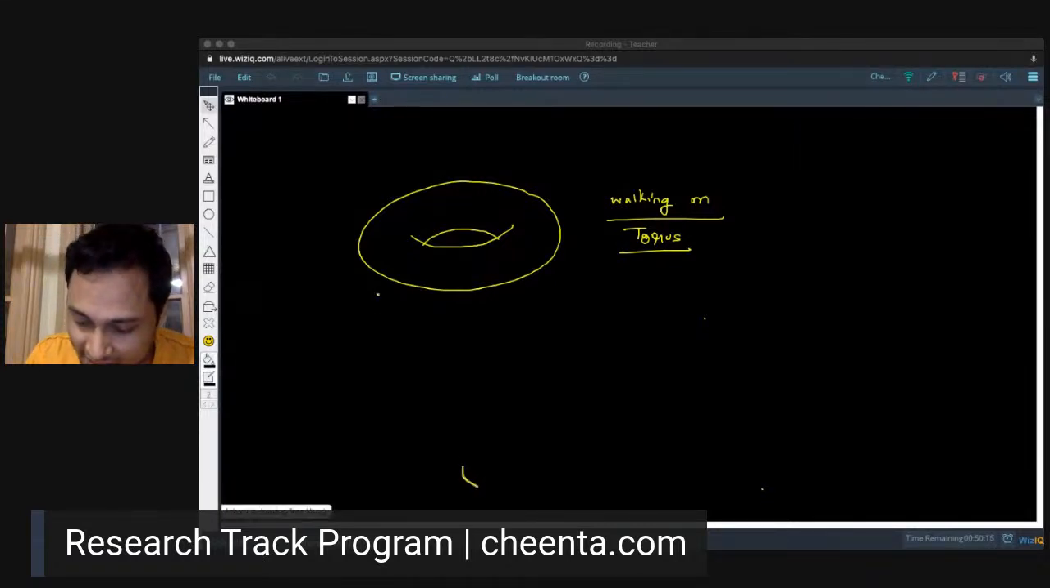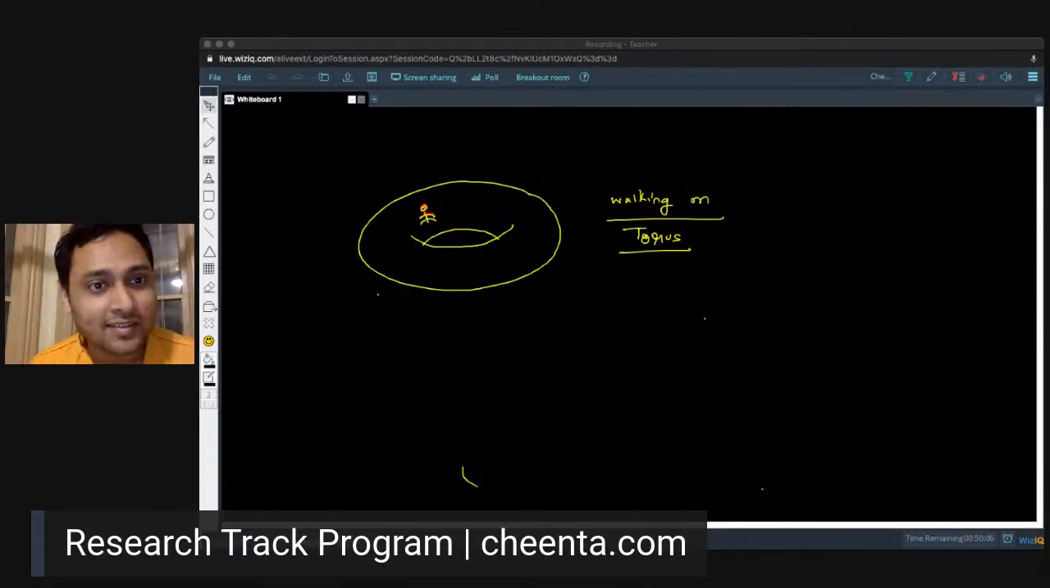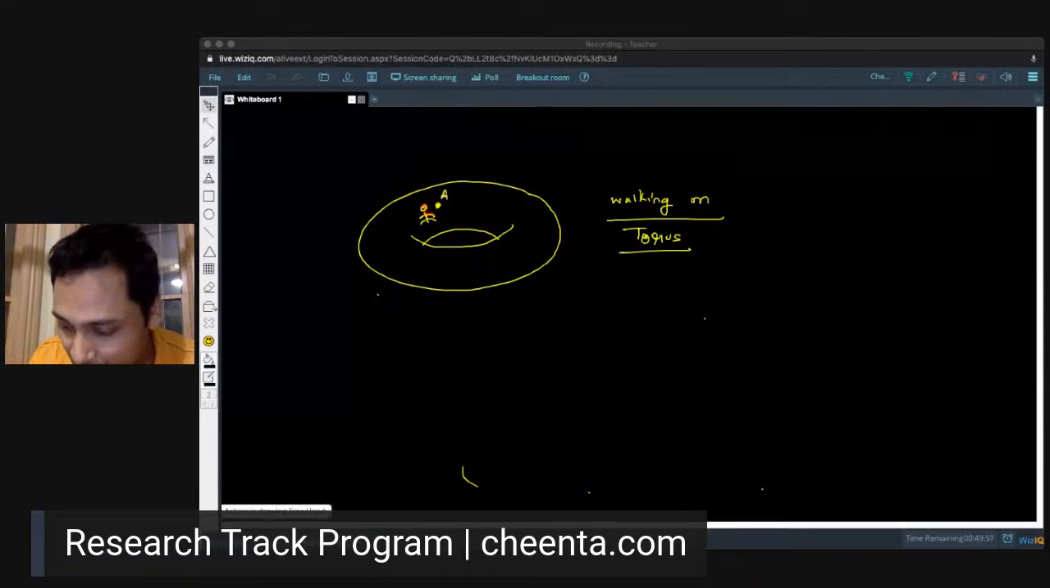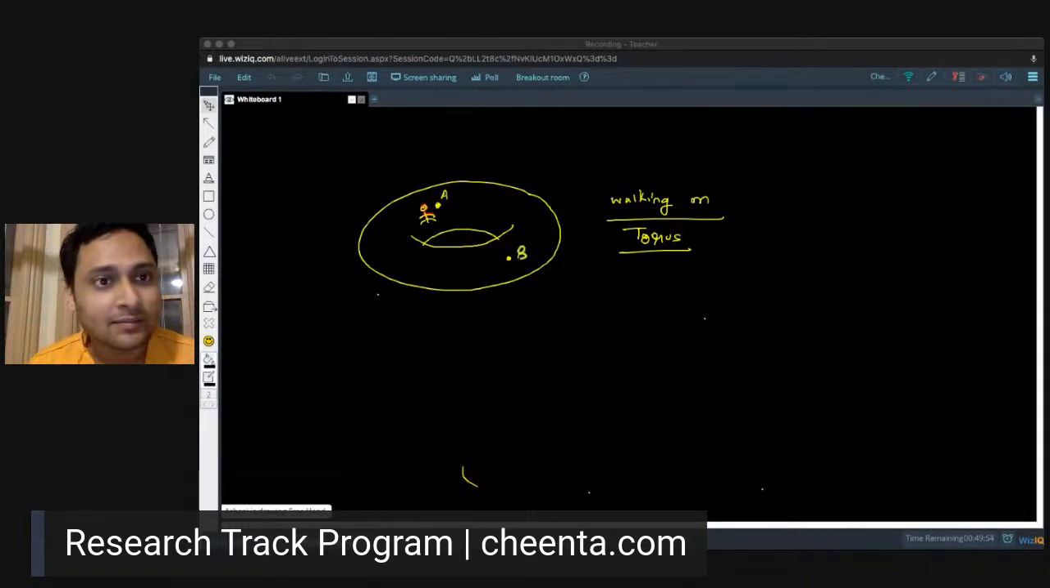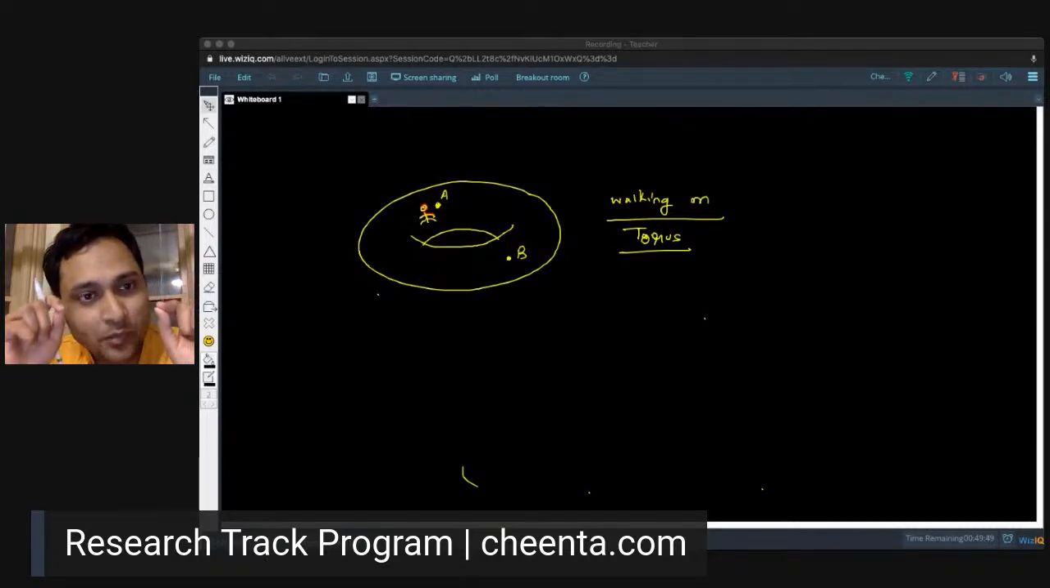Now suppose there is an ant, maybe I can use a different color. Suppose we have an ant on the surface of this donut, and this particular point is A. And suppose here is another point B. So there are 2 points on the torus, one point is A, another point is B. A natural question is this. Suppose the ant wants to go from A to B. How will it go? What is the shortest path that it will take to go from A to B?